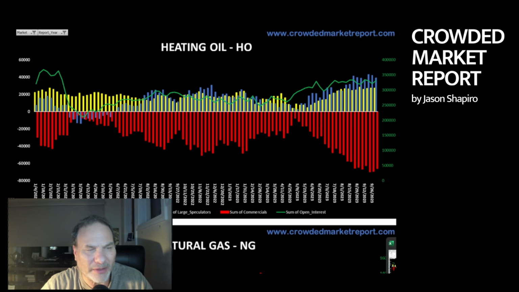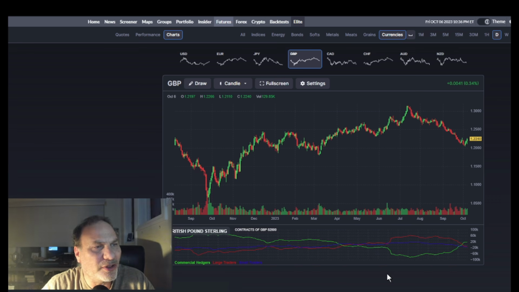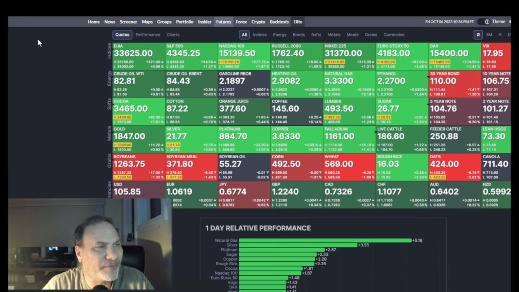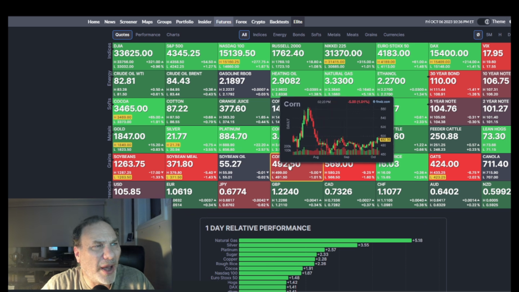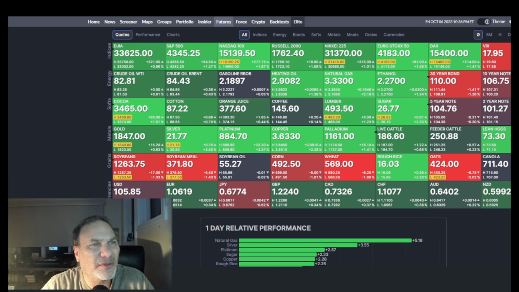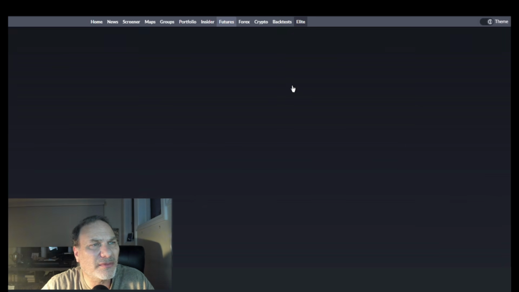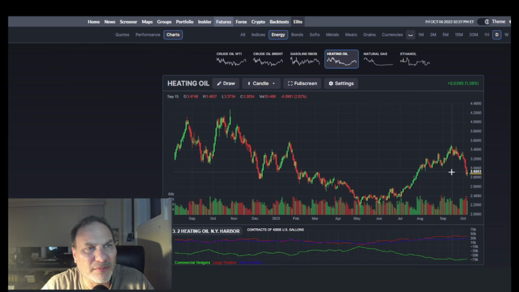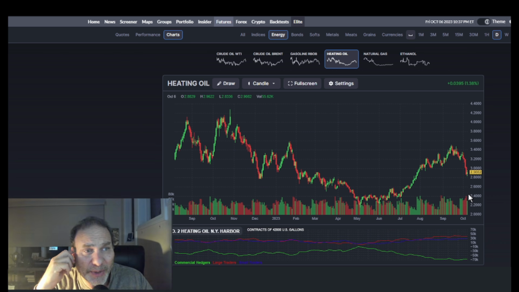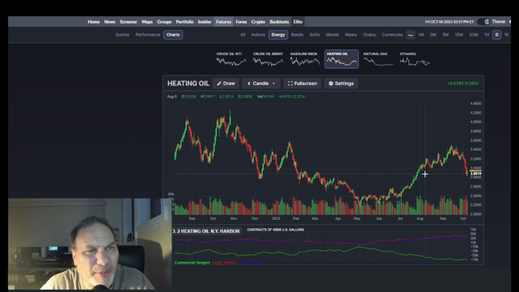And we talk about that on Crowded Market Report all the time, what that confirmation is, etc. But even just eyeballing heating oil, you had a move from mid-September to now. That was a pretty darn big move. You gave up from here, which was late July, August, September. You gave up 2 months of move in about 2 to 3 weeks, right?